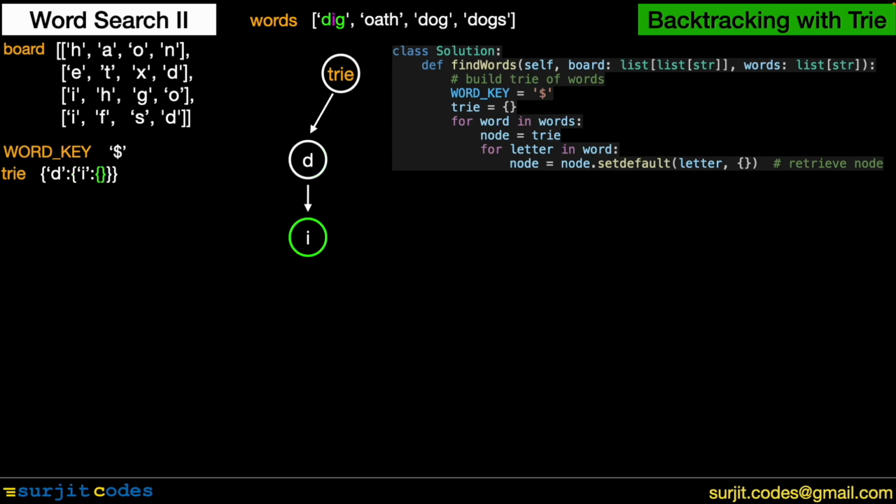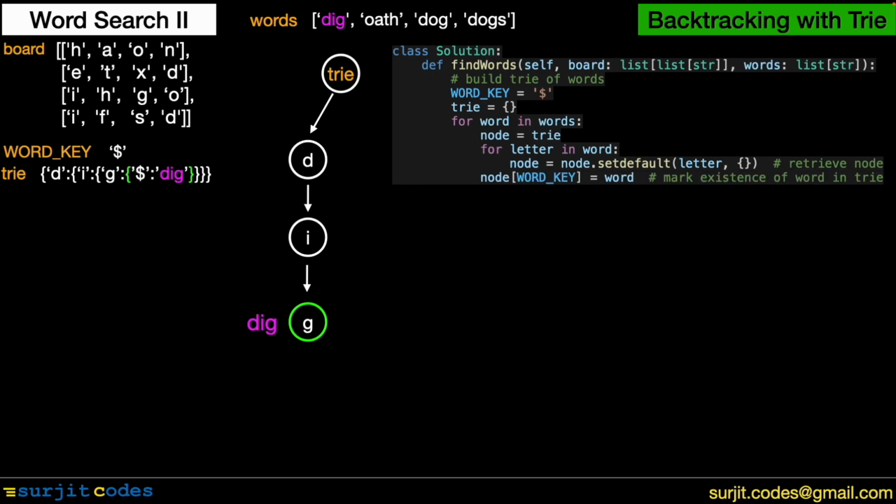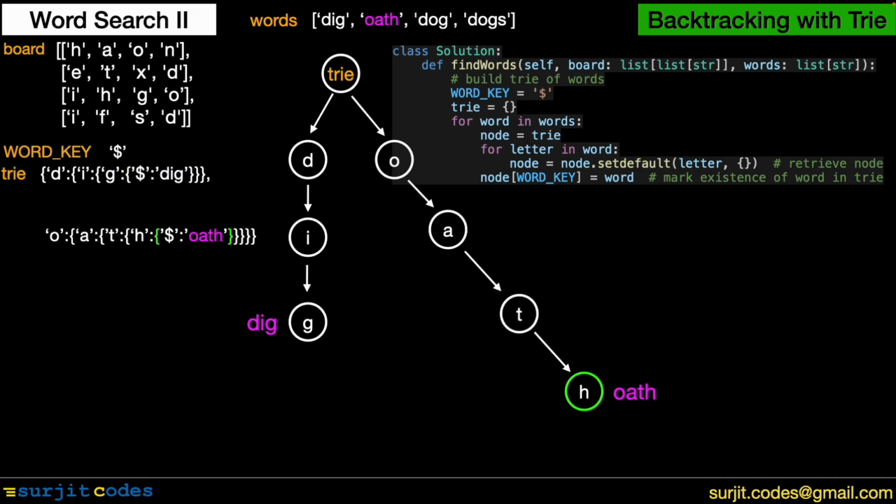The next letter is I. Within the node, we make an entry for I. Its value becomes the new node. The third iteration gives another nested dictionary. Processing of the current word is over. In the present node, we save the word against the word key dollar. Next, we process oath, which gives new entries in the trie.